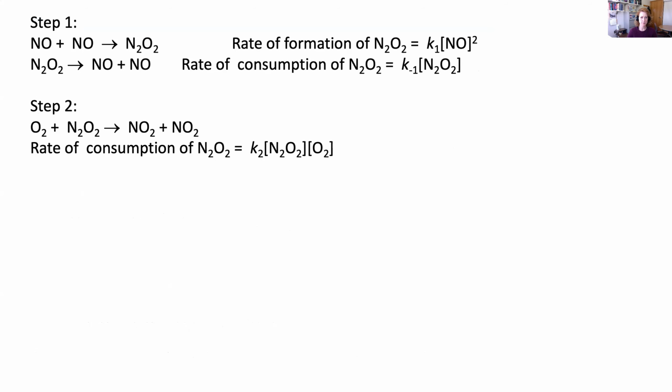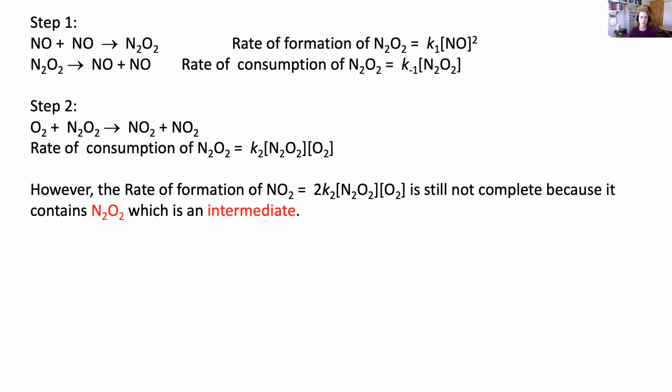So finally, this is just review. If this is our rate of formation of NO2, we can't report it because you can only report rates in terms of things that can be experimentally measured. And N2O2 is an intermediate. An intermediate cannot be experimentally measured. What can be measured is things that go in and things that come out.